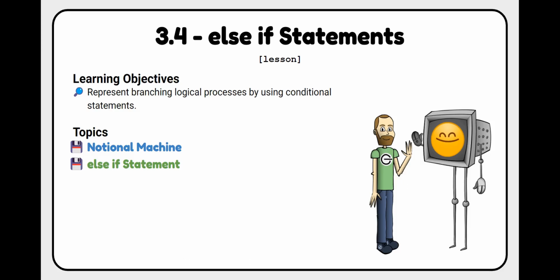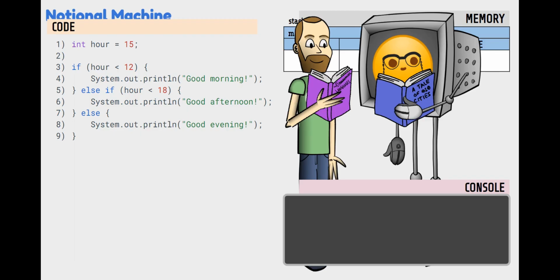Okay, the more control we get, the more complicated things are going to get. 3.4 else if statements. Starting off with our notional machine, we have a block of code on the left. Read over that block of code, see if you can figure out what is going on.